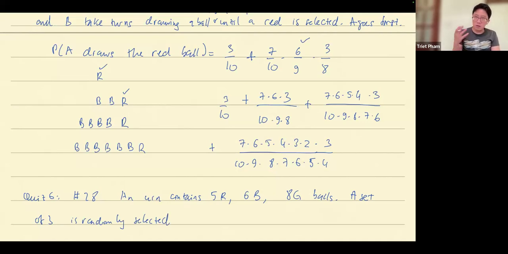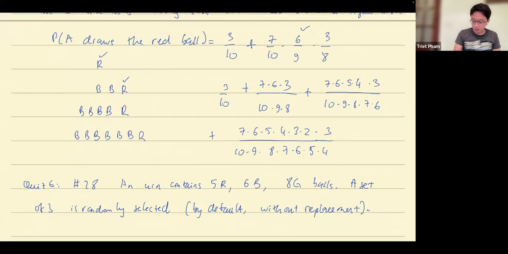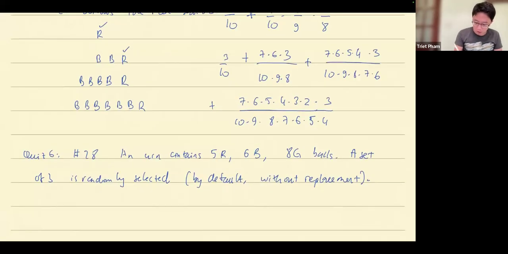So again, in this language, and I guess by default, I'm just saying this so that if you don't see anything, this is without replacement. When people say a set of balls are selected, unless they say something else, it is without replacement, okay? So then question A is, what's the probability that the balls are of the same colors?